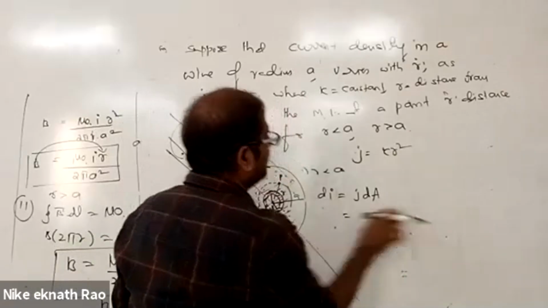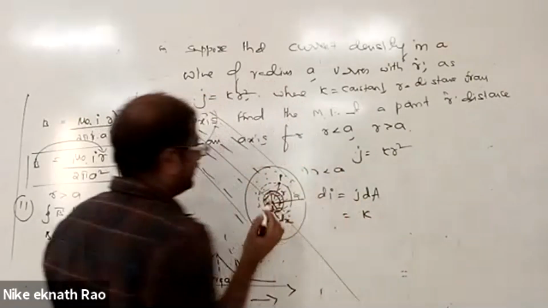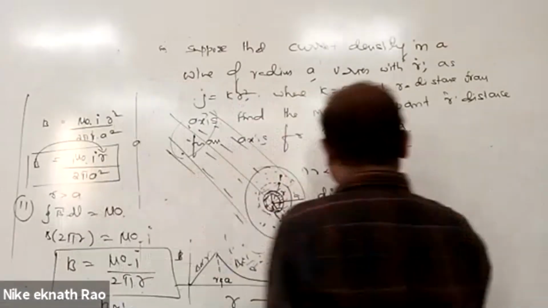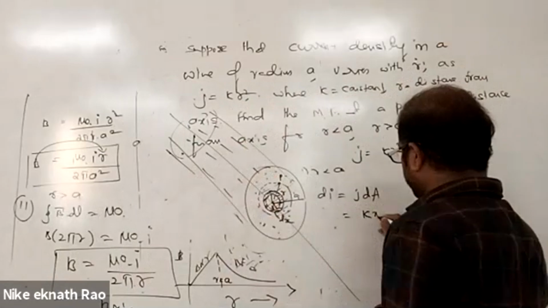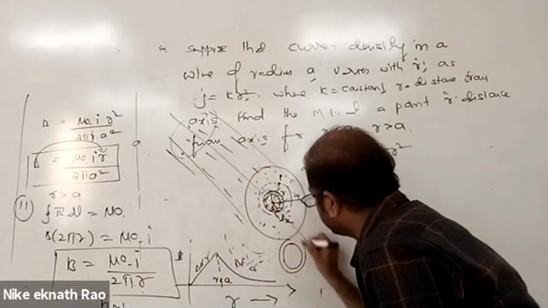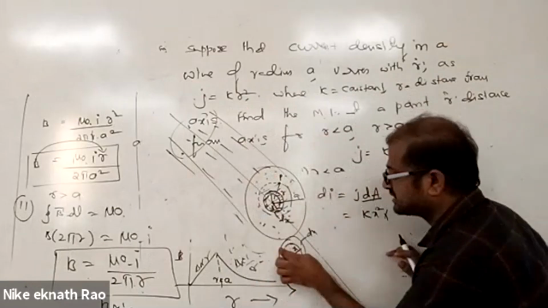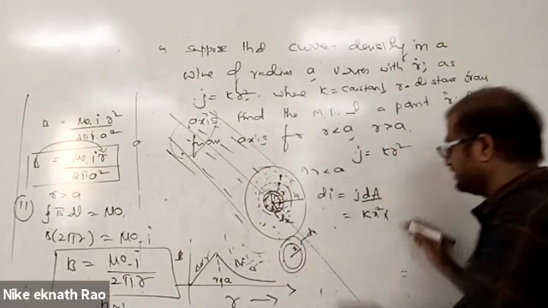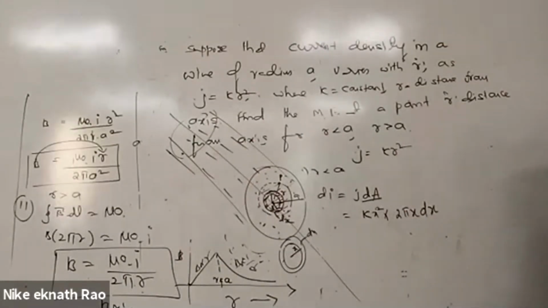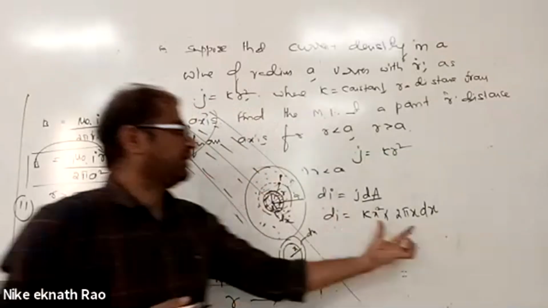Now J is a function of R. So J is K times R squared. The distance x I am considering, isn't it? So K into x squared into dA. This small strip of radius x and width dx, if I open it, has area 2 pi x length into dx, that is 2 pi x dx. So this is the small current passing through a small area dA.